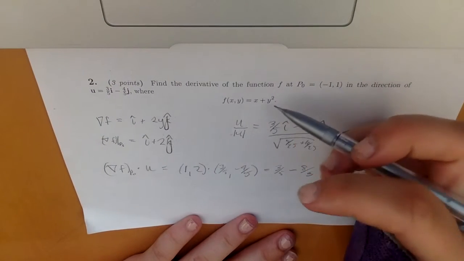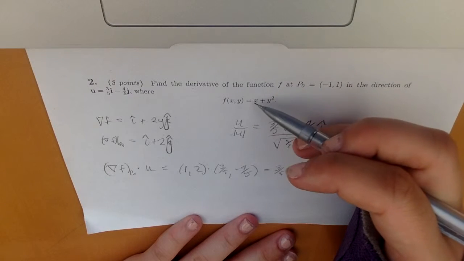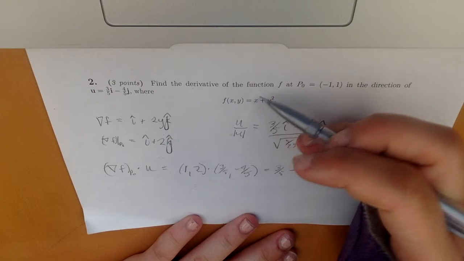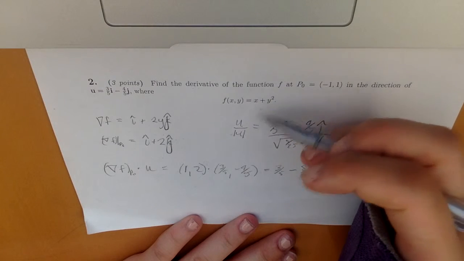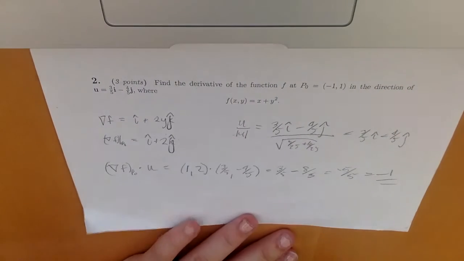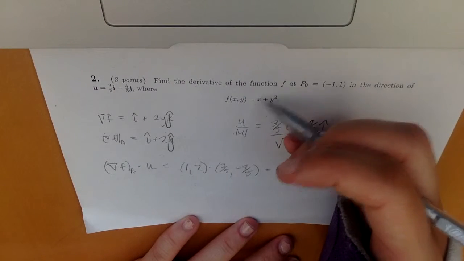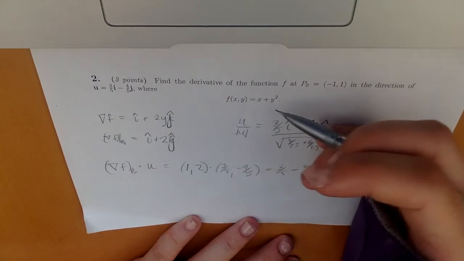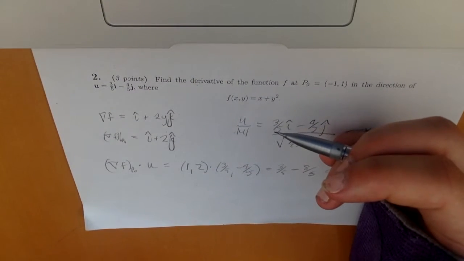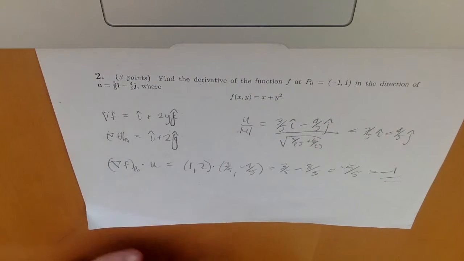So the partial of f with respect to x, y is now a constant, so we just have 1, right? The derivative of x with respect to x is just 1, plus the derivative of a constant with respect to x is 0, so we just have 1 times the i direction. So that's where we get our i. The partial of f with respect to y, so here x is just a constant, so the derivative of that is 0. The derivative of y squared with respect to y is 2y, so we get 2y in the j direction, 2yj.